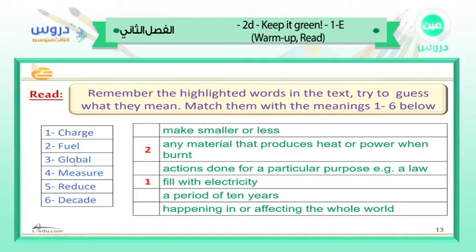Okay. Now, number 3, global. When we say the globe, it means Earth. When we say global, what does it mean? Very good. Happening in or affecting the whole world. Okay, now number 4, measure. What is the meaning of measure? Very good. It's actions done for a particular purpose. When you measure, you give laws. When you reduce, very good, you make it smaller or less. Excellent. Okay, number 6, decade. It's a period of 10 years. Very good.